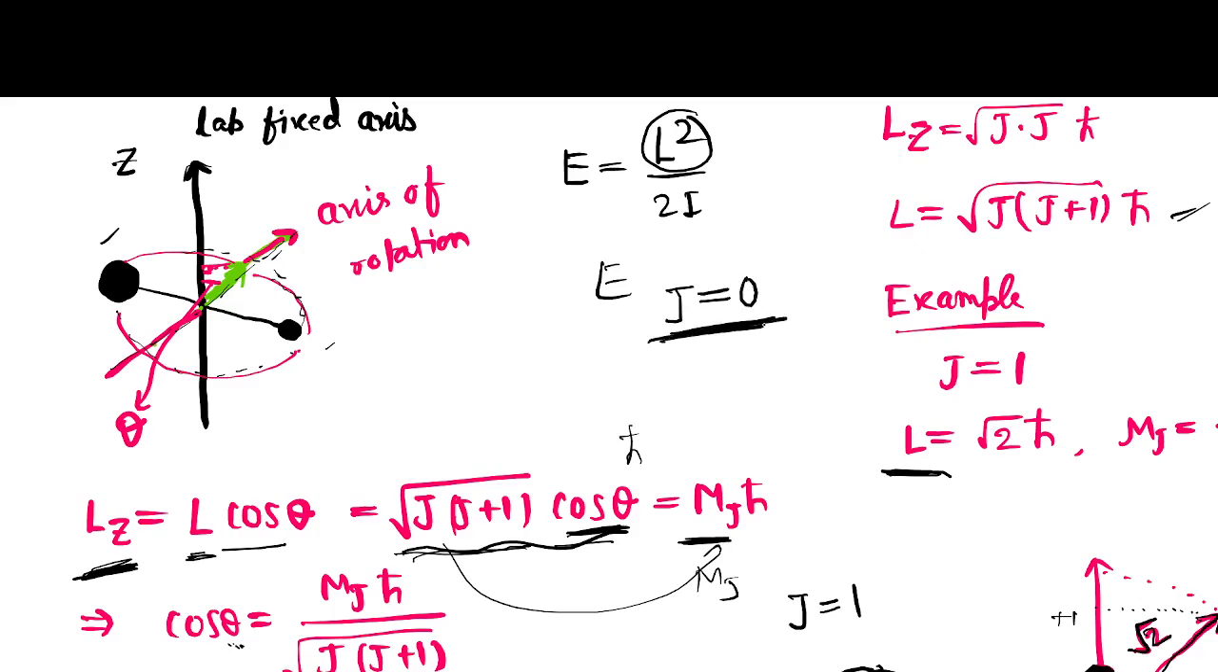Okay, so for j equal to 0, let's say your molecule is in the ground state, what will be your degeneracy? What will be mj? 2j plus 1, correct? So if you substitute j equal to 0 here, it will be 1, meaning in the ground state we don't have any degeneracy. Okay, understood, right?